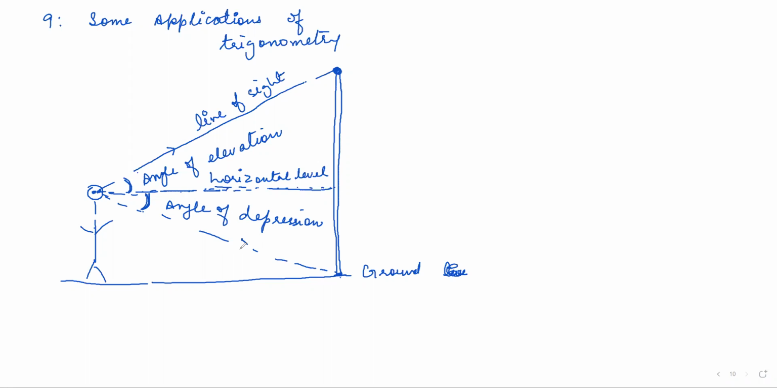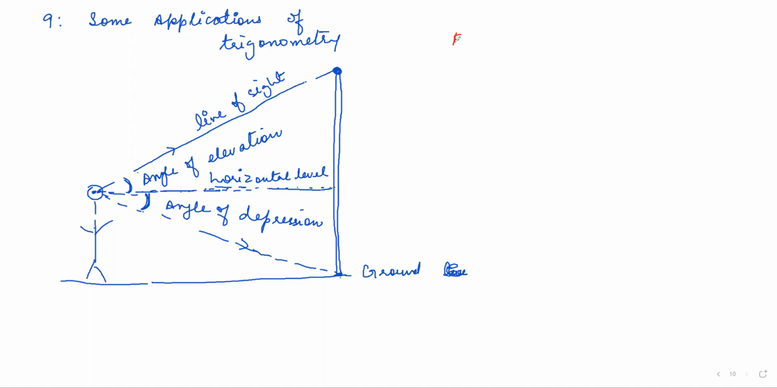All right, Hamna? Yes, ma'am. Okay. So I hope it's clear. It's quite simple, right? So angle will always be made with the horizontal level, not with the ground, because you are going to see with your eyes. Okay. Let us start with some problems.